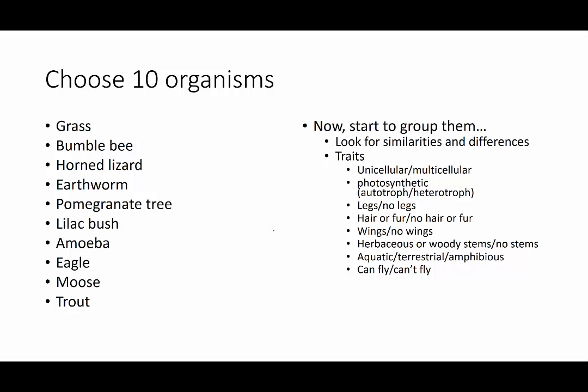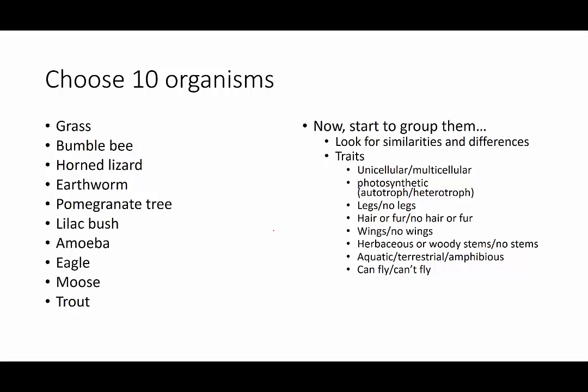So here are 10 organisms that I chose: grass, bumblebee, horned lizard, earthworm, pomegranate tree, lilac bush, amoeba, eagle, moose, and trout. Now, looking at this list, we're looking for similarities and differences.